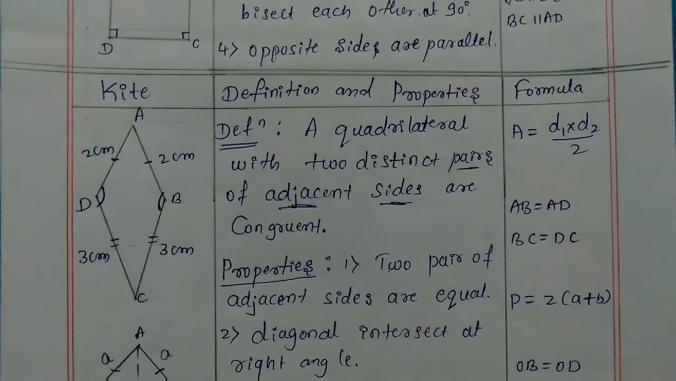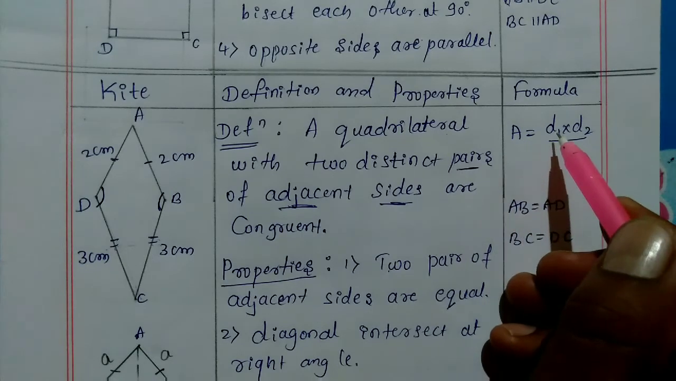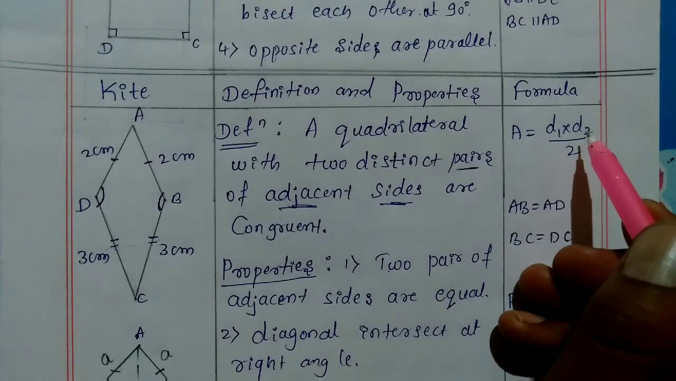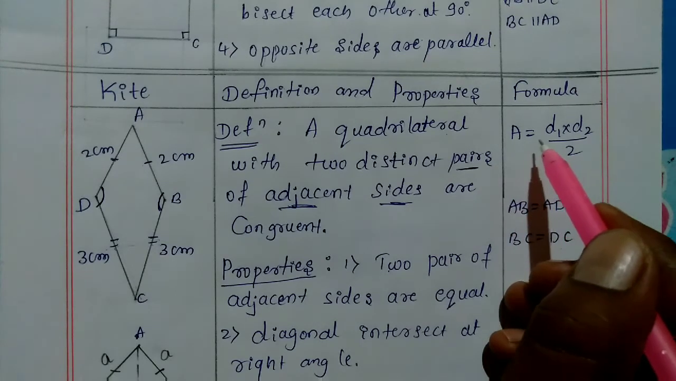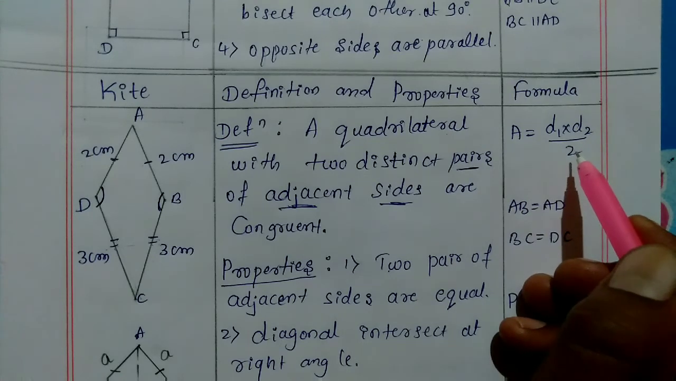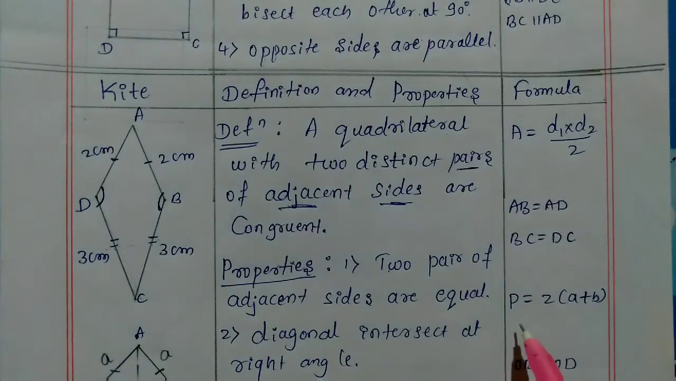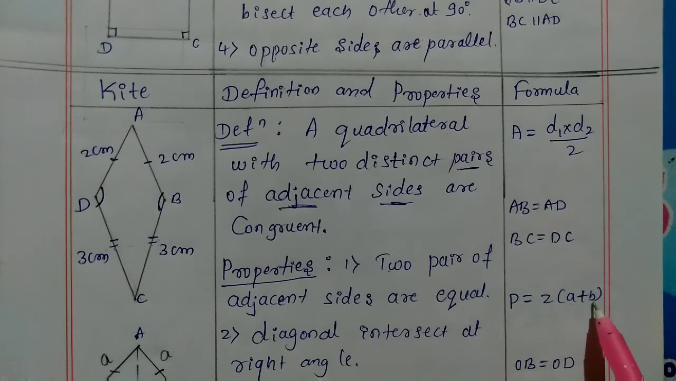Okay, so next, the area of a kite formula: diagonal 1 into diagonal 2 divided by 2. This is the area of a kite. Area of a kite means the product of diagonals divided by 2. Okay, so next, perimeter of a kite. Perimeter of a kite means 2 times A plus B.